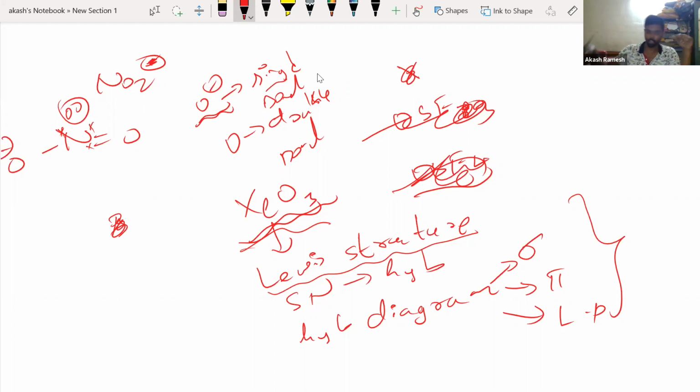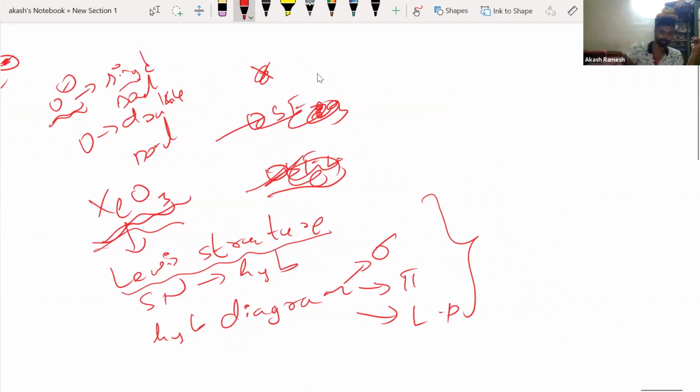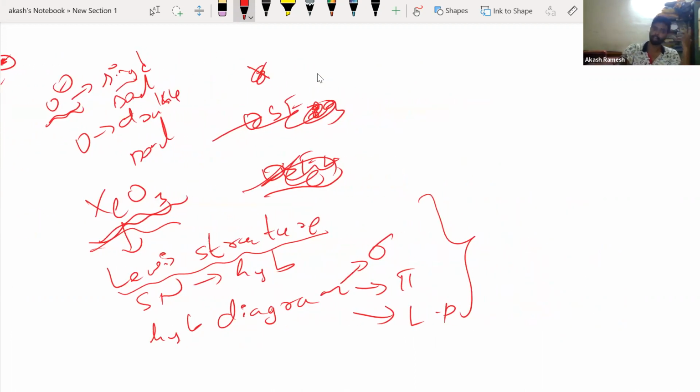Okay, guys, I'll help you with the Lewis dot structure alone. Or okay, you don't even have to go for the Lewis dot structure. You can directly tell it from this. Totally, xenon has 8 valence electrons. Now each oxygen atom forms a double bond, right?